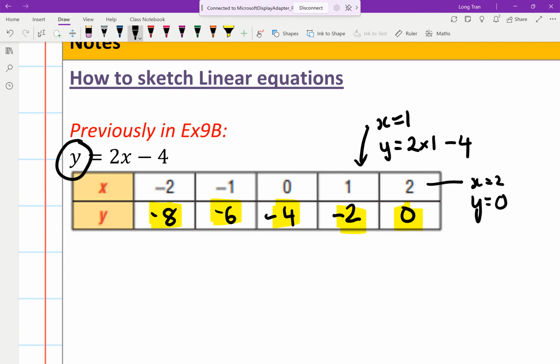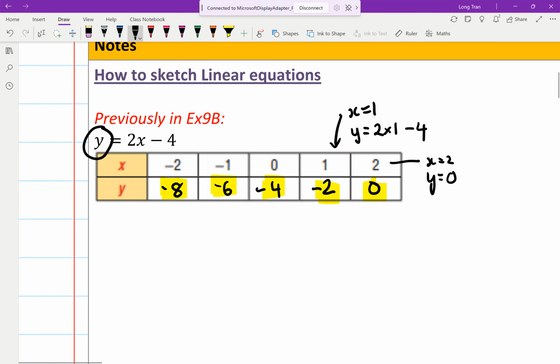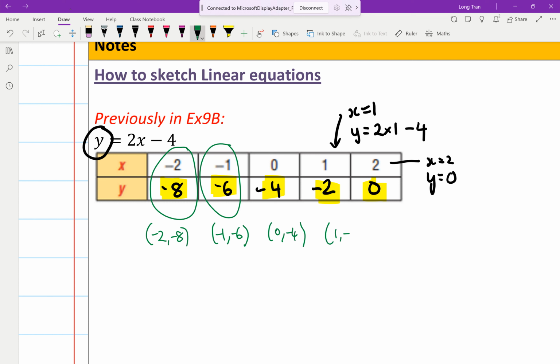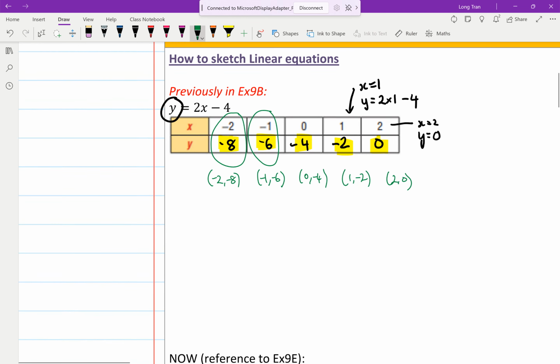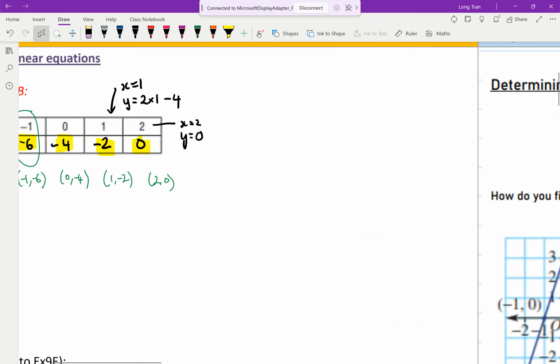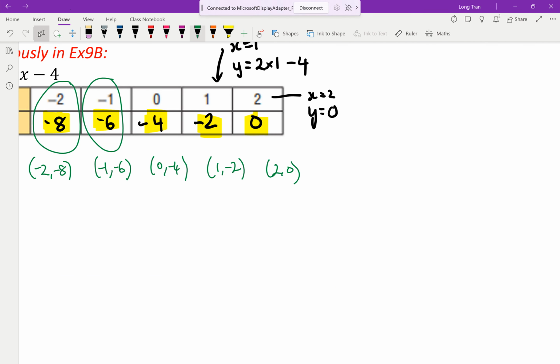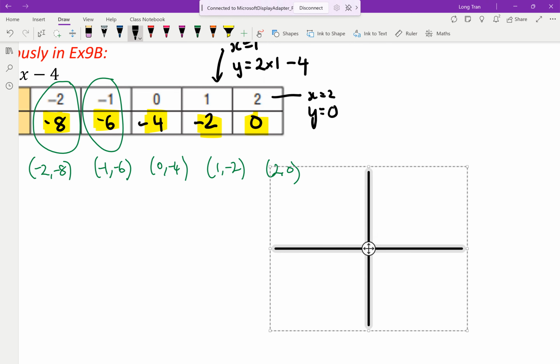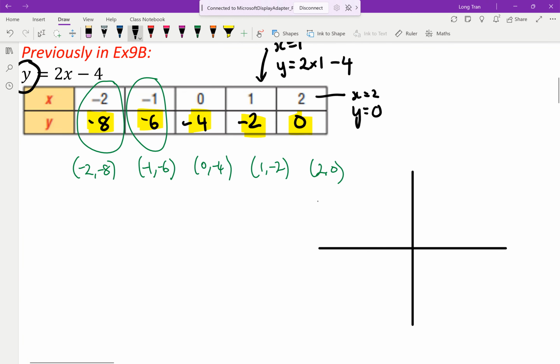Then what you did afterwards is after you got your y values, listening, each and every one of these are coordinates. So you have -2, -8, -1, -6, 0, -4, 1, -2, and 2, 0. What you then did in the second part of the skill in 9B was that you plotted that onto a Cartesian plane. So you had to draw your axes, and this is what you would have done. You would have got out your ruler, sketched out the axes, then you would have wrote y-axis.